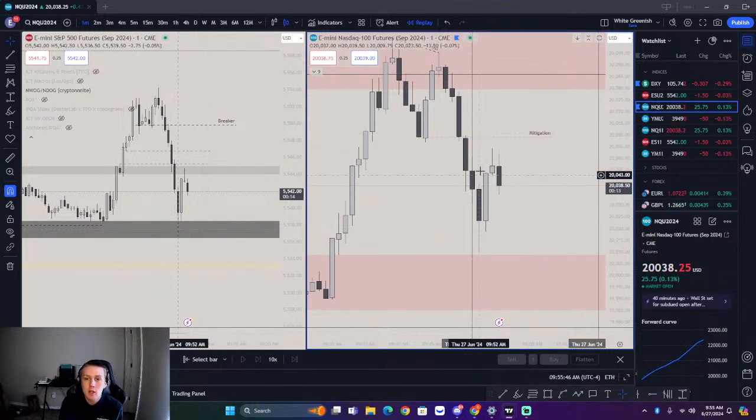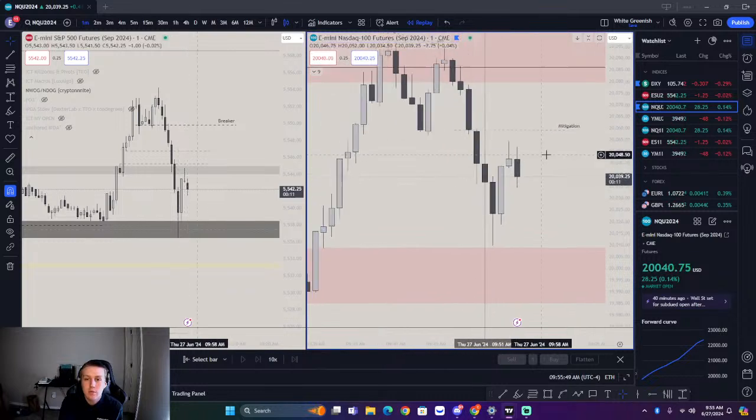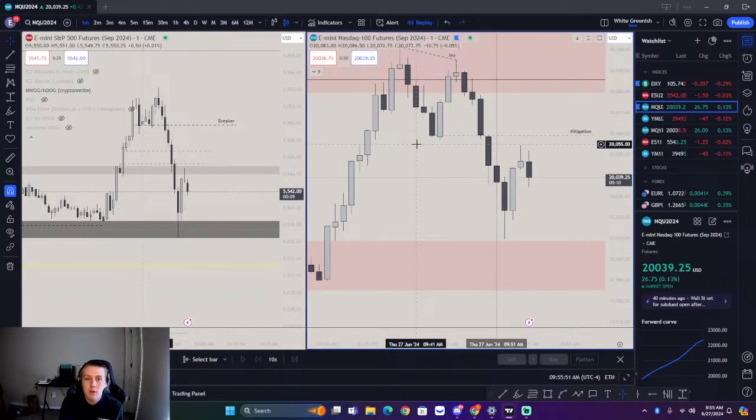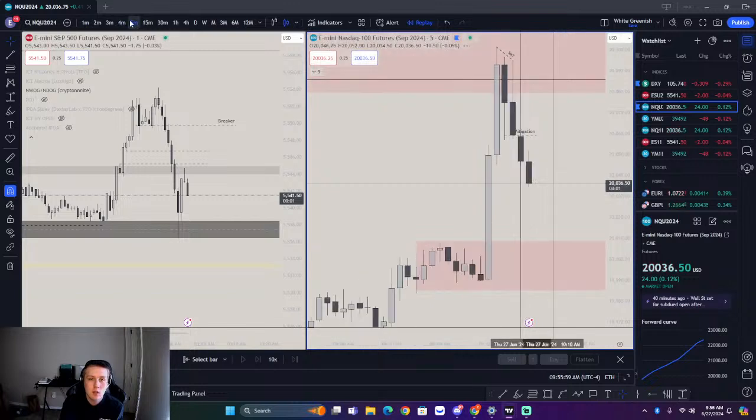But we might not need to trade up to this mitigation, though, because we do have this fair value gap overlap with this fair value gap. That now becomes a balanced price range. But let's see. I would personally probably like to see that mitigation.